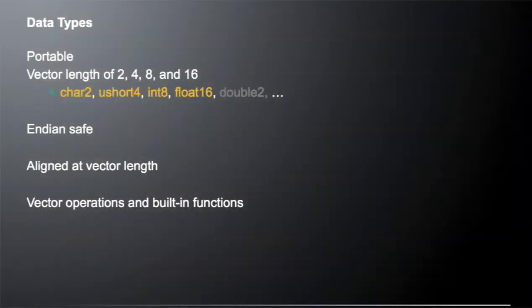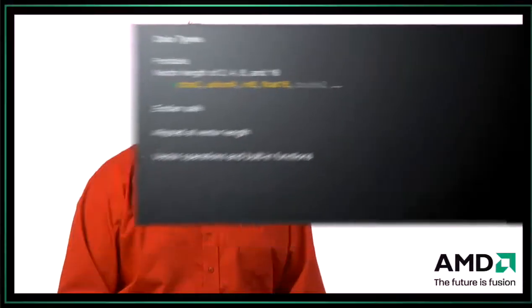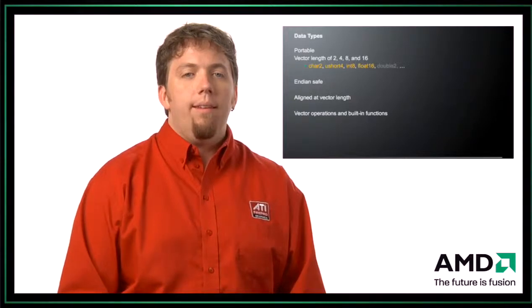So let's look at some of these vector types in more detail. They're designed to be portable, so no matter what runtime you're running on, you know that if you use a certain vector type, it'll be portable across these different runtimes. OpenCL requires that the vector types have certain characteristics. The vector lengths that you can have are 2, 4, 8, and 16.